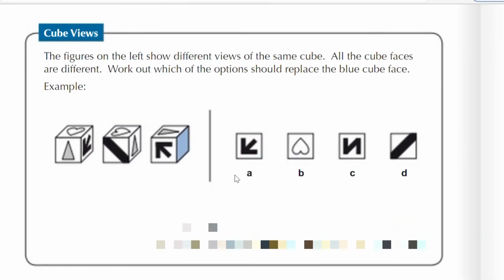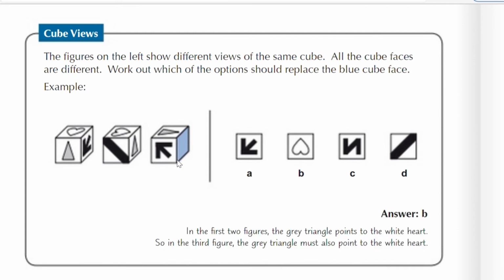The figures on the left show different views of the same cube. All the cube faces are different. Work out which of the options should replace the blue cube face. And here is the example. So looking there, you can see in the first two figures here and here, the gray triangle points to the white heart. So you can see the gray triangle pointing to the tip of the white heart there. So we expect that in the third figure, the third cube, the gray triangle must also point to the white heart. So it must point to the white heart.